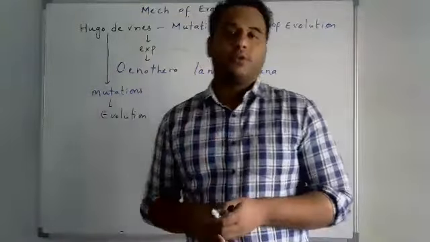Those factors are: number one, heritable minor variations. It is the first factor. The variations may be beneficial or useful, or they may be harmful, but the variations are happening, right? And number two, overproduction.